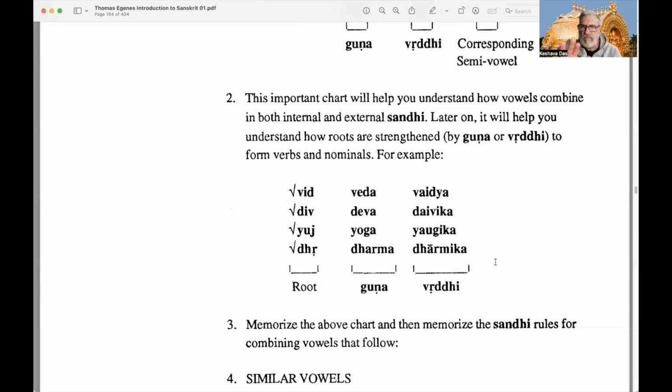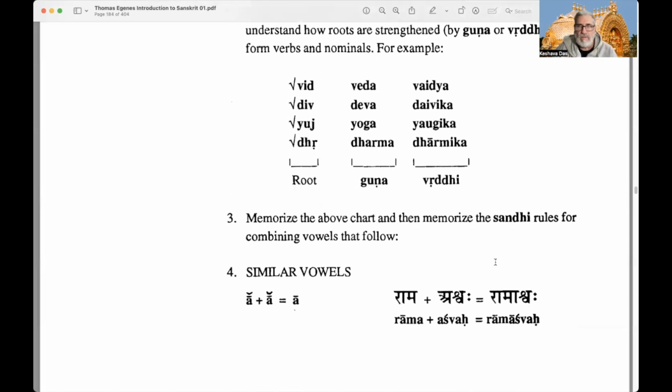Sometimes. Okay, so we'll see that, to form verbs and nominals and nouns. Let's give some examples, because this is all theoretical until we see the examples. So we have the root vid, to know, right? And by guna, the short i in vid becomes e.